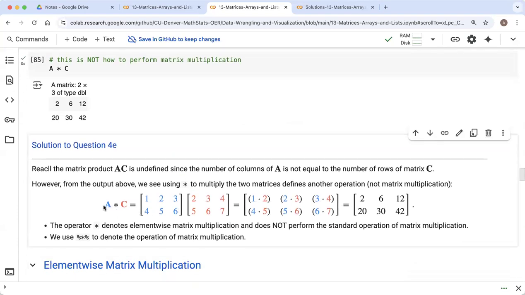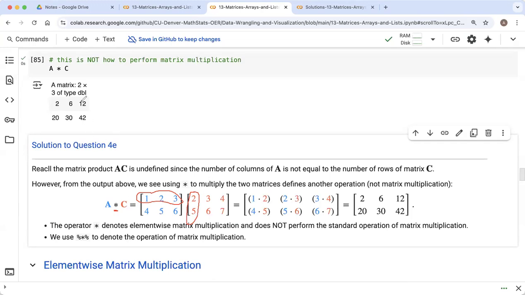So we had matrix A, which I've typed out down here: the first row is 1, 2, 3, the second row is 4, 5, 6. And we have matrix C, whose first row is 2, 3, 4, and whose second row is 5, 6, 7. I can't do regular matrix multiplication on this because this first row has 3 elements and this first column only has 2. So the matrix product of A and C isn't defined, but this strange looking product, when I only use the asterisk, seems to be giving me an output.